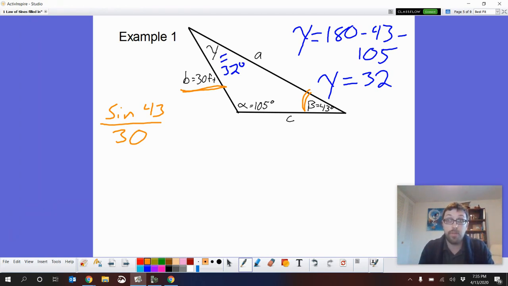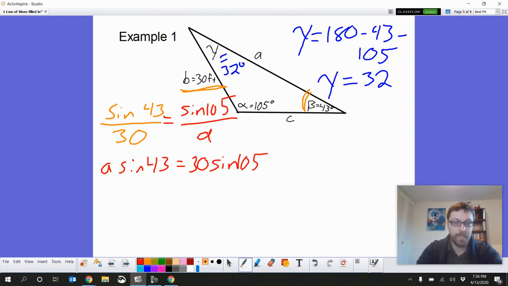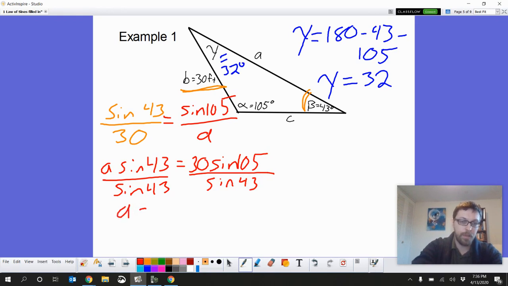To find A or C, it doesn't really matter which one you look for first. Let's do A. Let's work alphabetically. So we would grab its angle, which is 105 degrees, over its matching side, A. And if we solve this proportion, we'll be all set. We'll be able to figure out what A is. So we could cross multiply. We've got A sine of 43. I really hate cross multiplying, but what are you going to do? Then we need to get rid of the sine of 43, so we're going to divide both sides by the sine of 43. And so A equals 30 times the sine of 105 divided by the sine of 43.